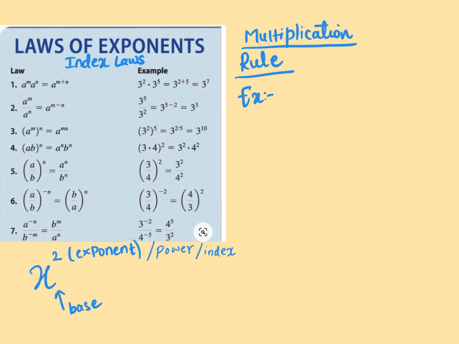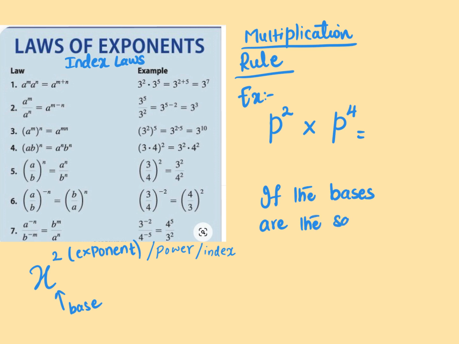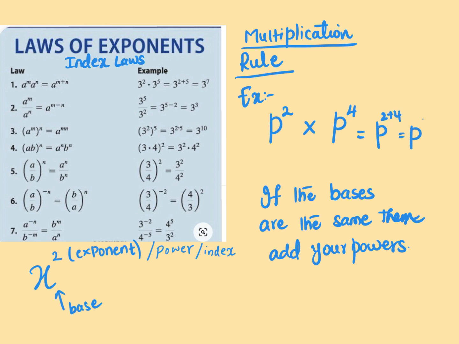So let's say you have p squared times p to the power of 4. Now, do you see that the bases are the same? If the bases are the same, then add your powers. That's all. So the base, just keep that base and say 2 plus 4, and you end up with p to the power of 6.